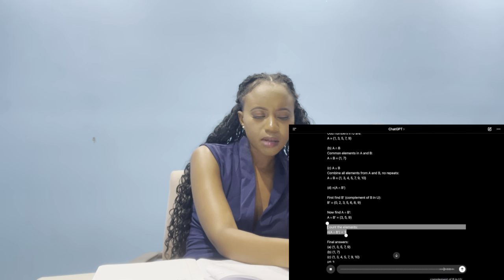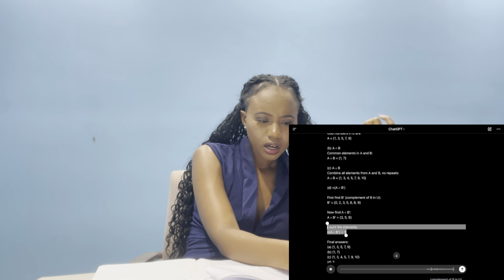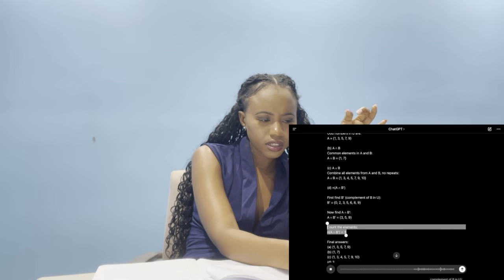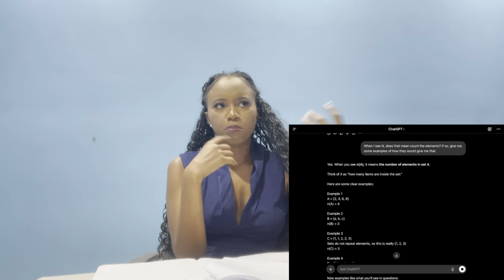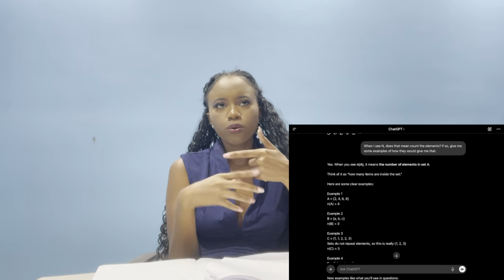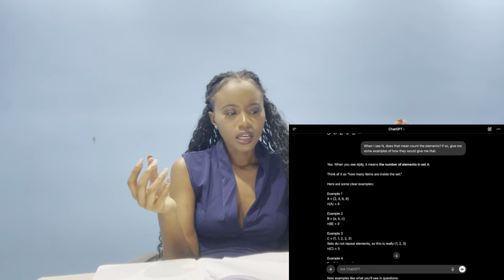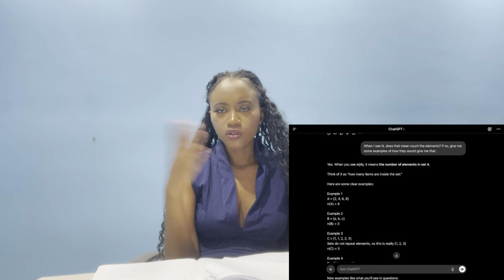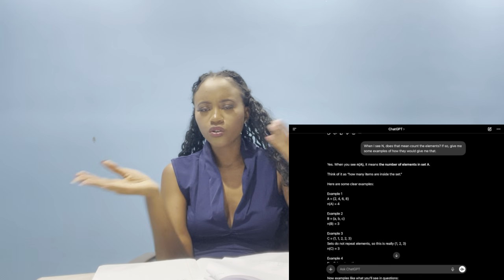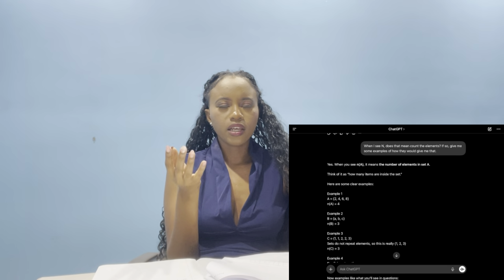When I see n, does that mean count the elements? If so, give me some examples of how they would give me that. Because what we want you to do is not just memorize the questions and answers. We want you to understand the process behind it. So you can see this here, but you may see this somewhere else, and if you see it in a different form, you're not going to understand what it says.